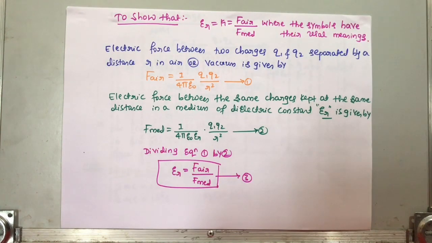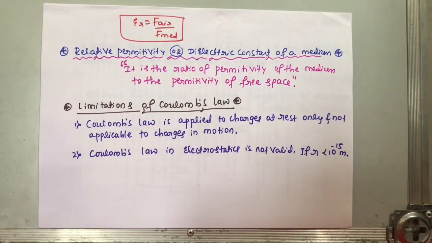Now, dividing equation 1 by 2, you get epsilon r is equal to F air divided by F medium: the force of attraction between the 2-point charges in air or vacuum divided by the force of attraction between the same two charges kept at the same distance in a medium of dielectric constant, that is F medium. Here epsilon naught means permittivity of the free space, epsilon r means dielectric constant, or relative permittivity. Dielectric constant or relative permittivity can be expressed in mathematical symbols as epsilon r is equal to F air divided by F medium.